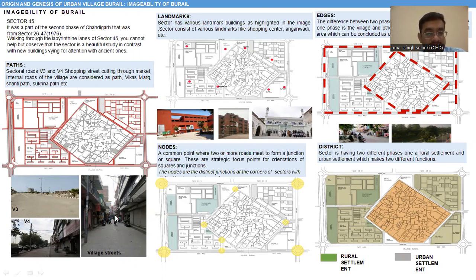And the village streets, as you can see, are very narrow and they have a very distinctive identity. There are few landmarks within the sector, as every sector is designed on the concept of neighborhood planning. So we do have schools and other amenities, which are again in contrast with respect to the Chandigarh landmark buildings. The nodes are quite congested. There is a sense of congestion, and traffic congestion is usually seen because of the influx of traffic from the village to the surrounding urban cores.